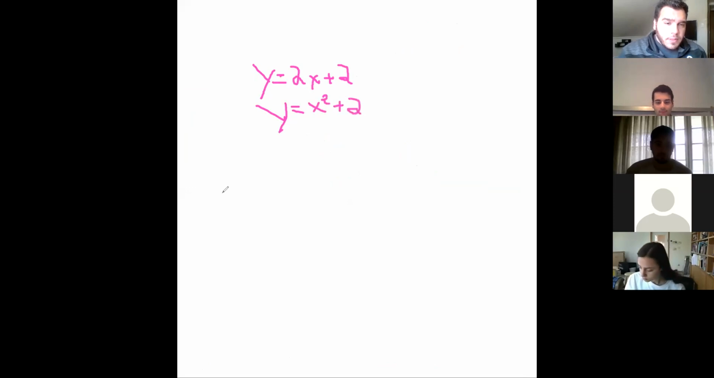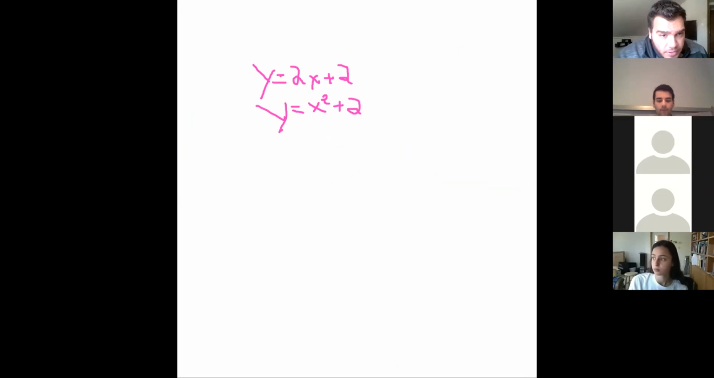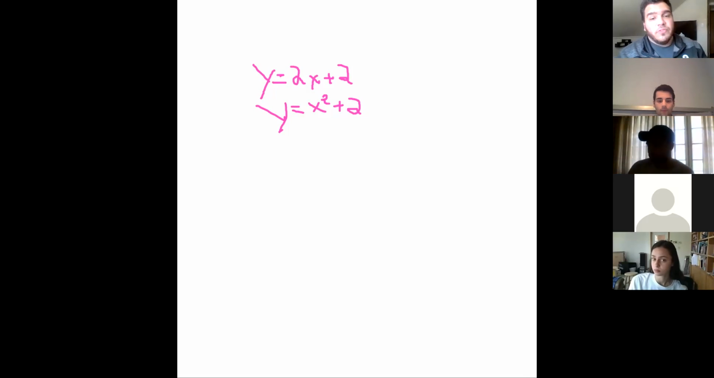So for this one, we have our two equations. y equals 2x plus 2, and y equals x squared plus 2. Okay, so you have your top and bottom. You have to first decide which one's the top, because the one on top will be the bigger one since it's going farther away on the rotation. And it seems like the top one should be 2x plus 2. So this is the top one and this is the bottom.